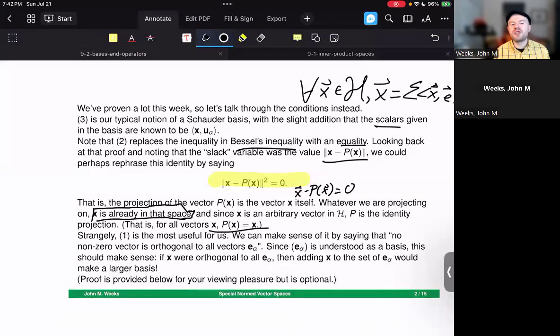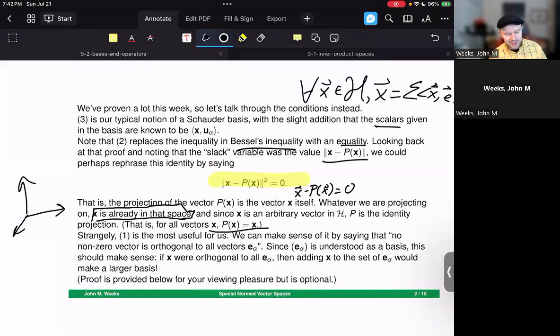Well, how could we be projecting onto every single vector unless the vectors that we're projecting on form a basis for our space? We are projecting onto E1, E2, and E3 all at once, and that's the entire space. That's exactly what we have in that picture. Condition 1 is the most useful to us and essentially says that no non-zero vector is orthogonal to all vectors that are in our orthonormal sequence.